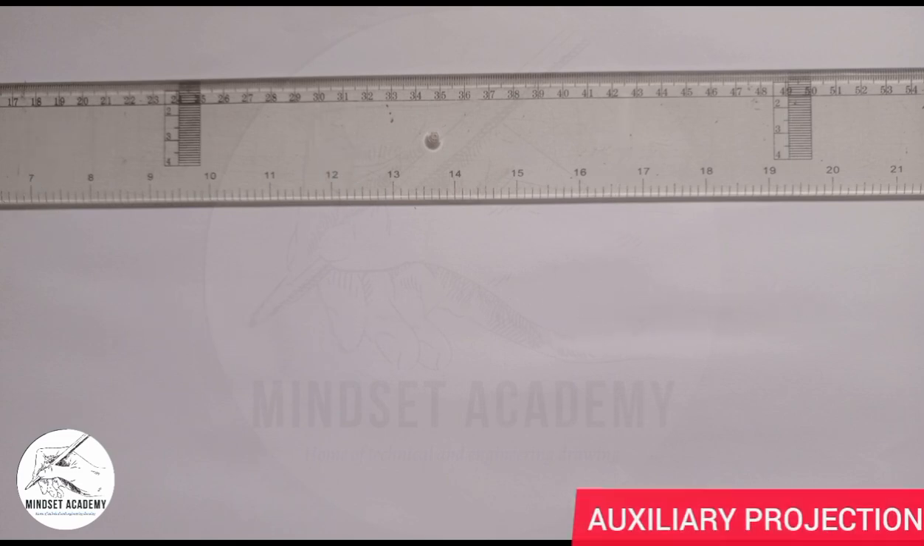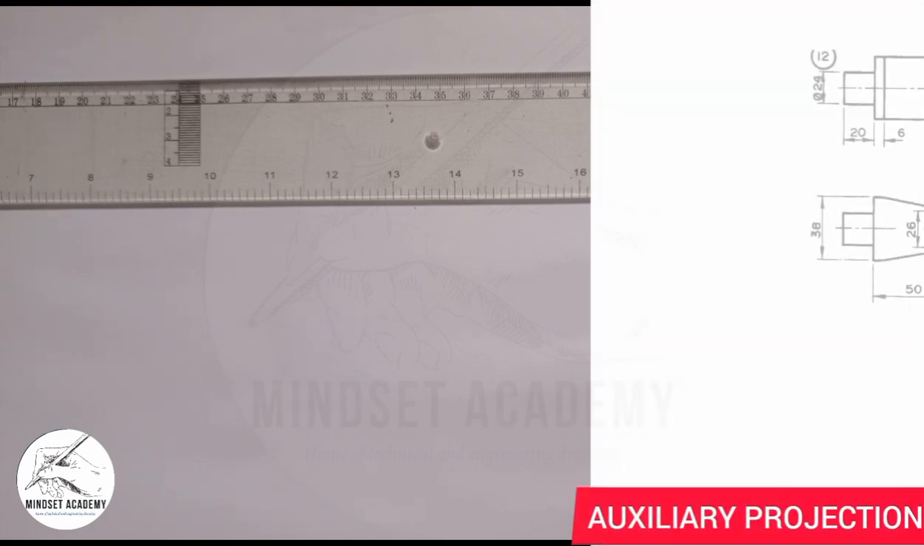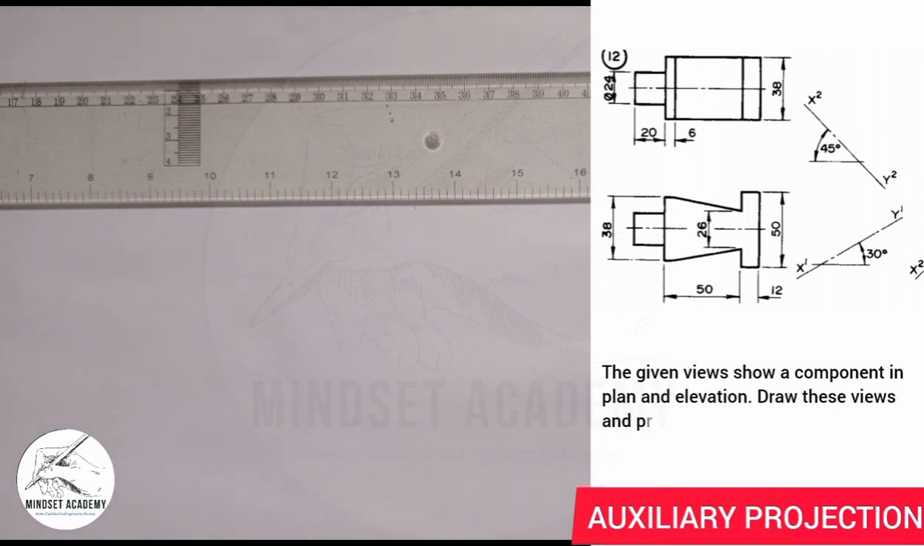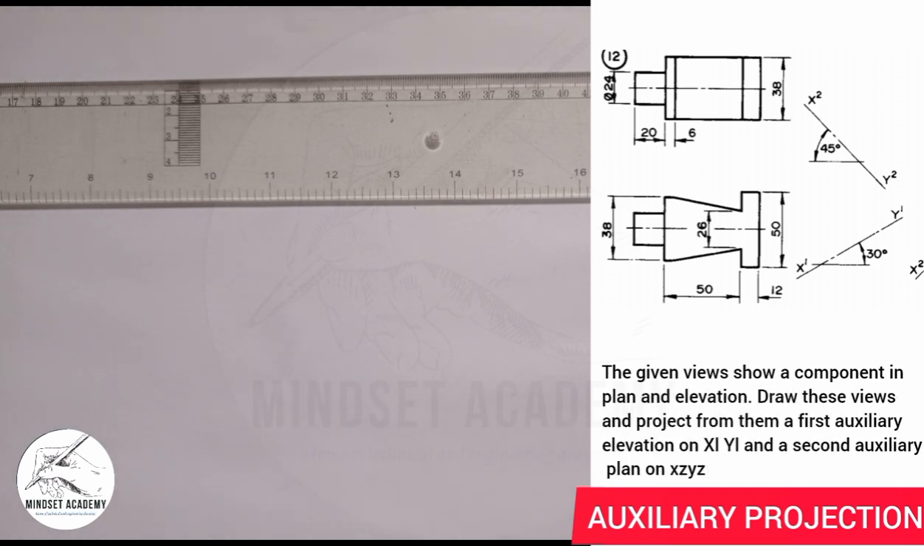The question says the given views show a component in plan and elevation. Draw these views and project from them the first auxiliary elevation on XY and a second auxiliary plan on X2Y2. So the first thing you have to do is to reproduce that view that is produced at the right hand side of the screen.